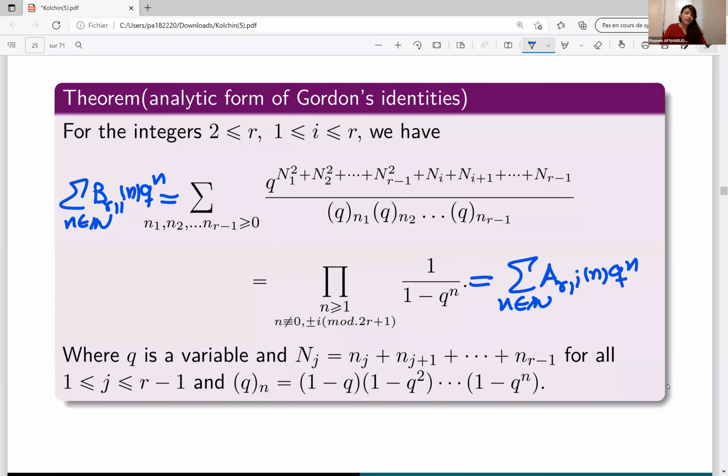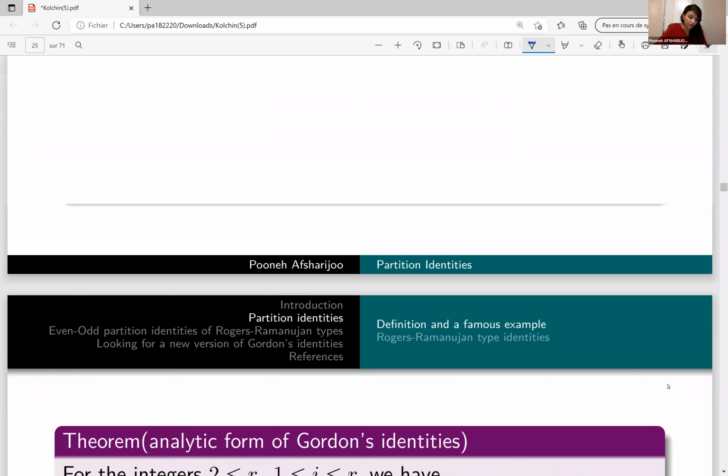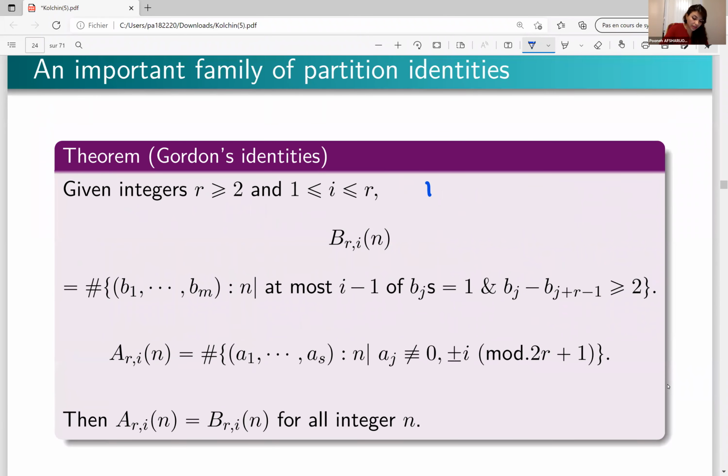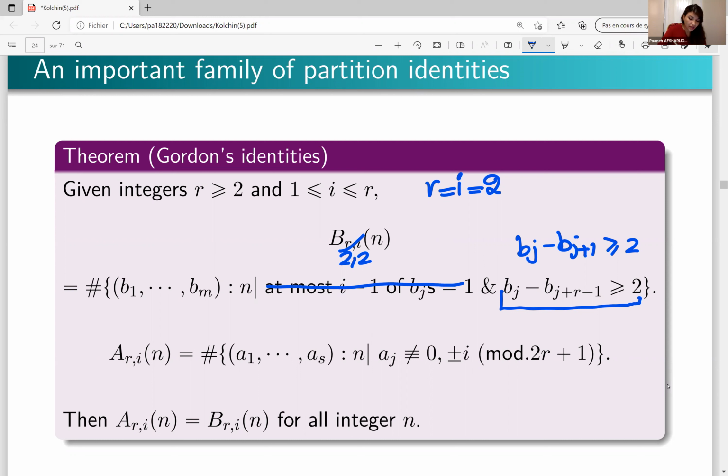So let's see a special case of this theorem where r equals i equals 2. In this case, B_{2,2}(n) becomes the number of partitions of n. Here I have to replace r by 2, so I have b_j minus b_{j+1} greater than or equal to 2, which means that B_{2,2}(n) counts the partitions of n without equal or consecutive parts. And so we can't have more than one part equal to 1.